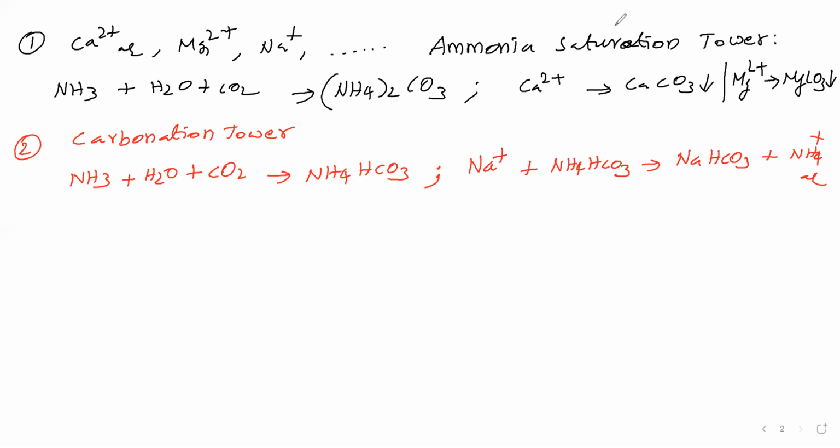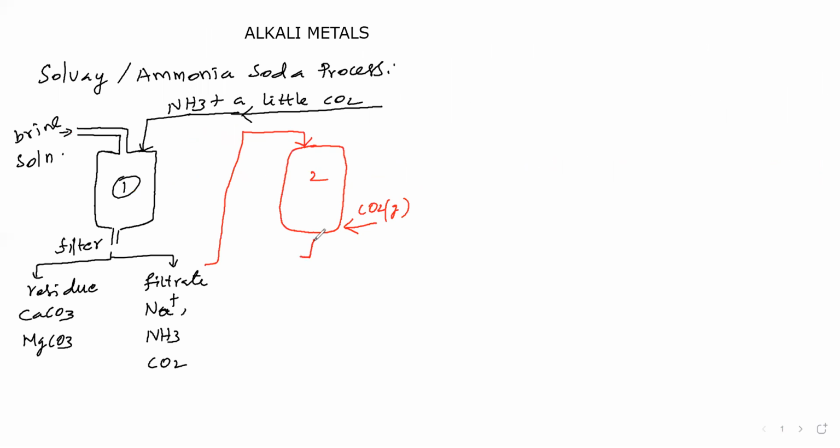Okay. So we got sodium bicarbonate in the second tower. Then we will take it for filtration of the second tower. On filtration we are getting residue and filtrate. What is the residue we are getting? Sodium bicarbonate is the residue we are getting.